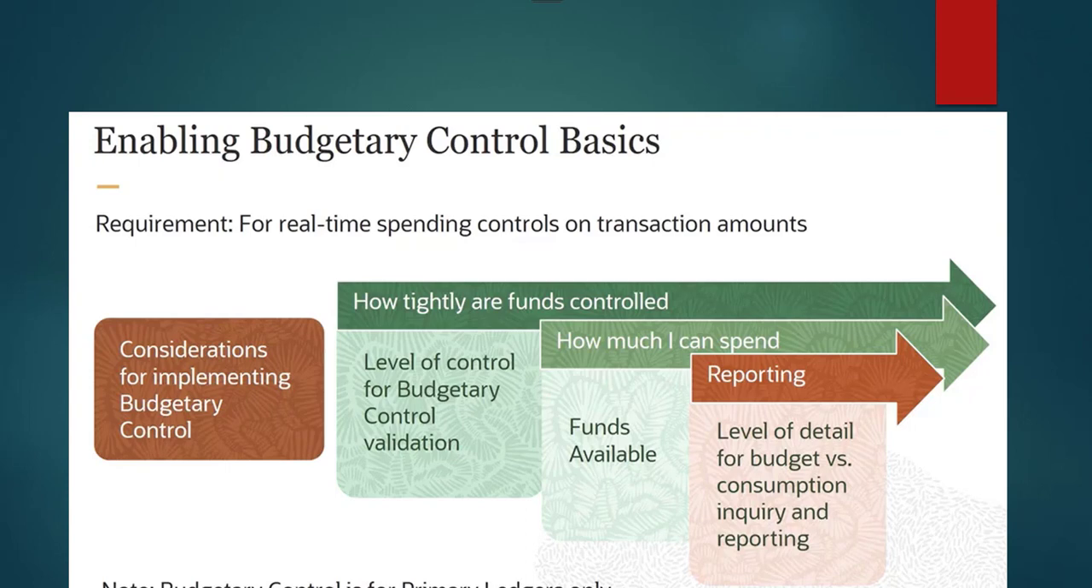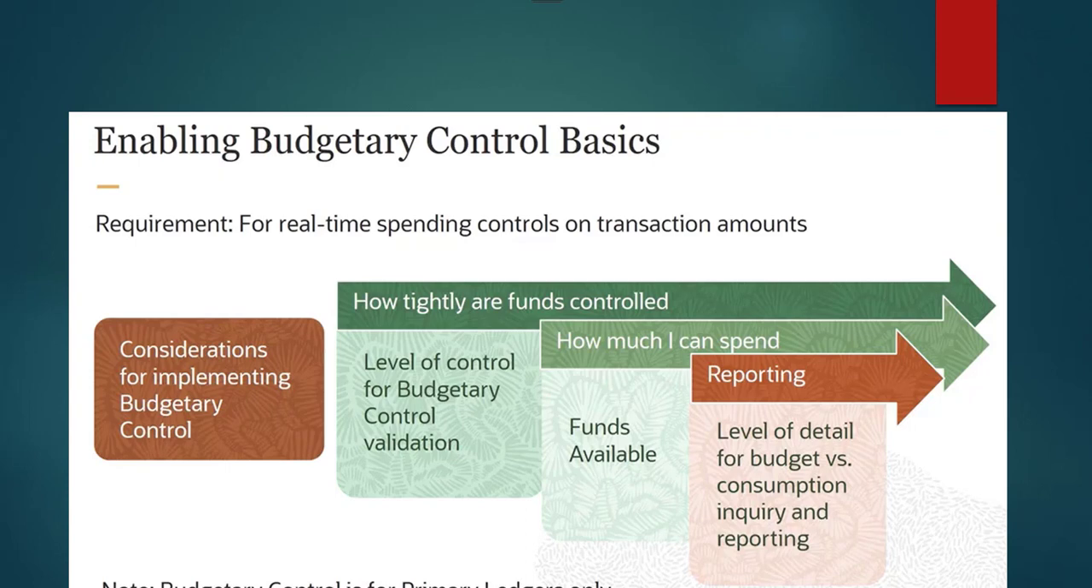And then the level of detail for budget versus consumption, inquiry, and reporting. So for your reporting and for your inquiries, what level of detail do you need? So you assess your spending control and reporting needs and create a control budget with the budget dimensions and setup options selected for budgetary control validation.